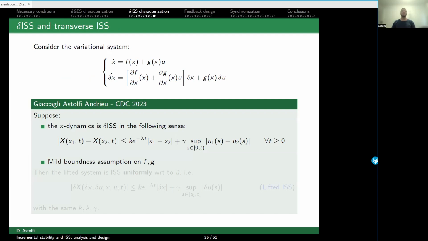We also have a nice result relating incremental ISS stability and transfer of input-to-state stability, meaning that if we consider the variational system, quite surprisingly, if the system is incrementally ISS, then the lifted system has to be ISS uniformly with respect to delta u, and with the same convergence rate. This is a recent result that we proved in CDC 23.